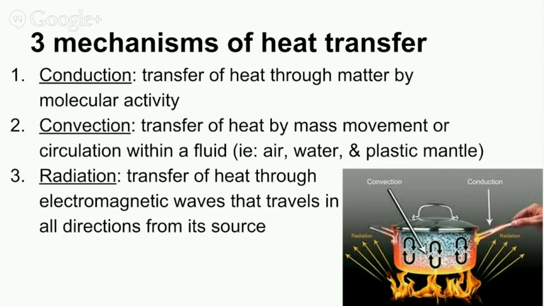All objects that are not at absolute zero radiate heat energy. Hotter objects emit shorter wavelengths, so the wavelengths of electromagnetic energy coming from the sun are much shorter, and then cooler objects emit much longer wavelengths. So like when the Earth is emitting infrared radiation, those wavelengths are longer.